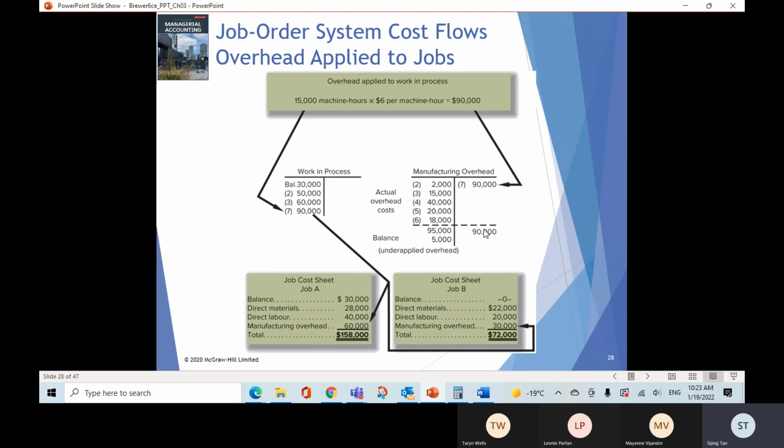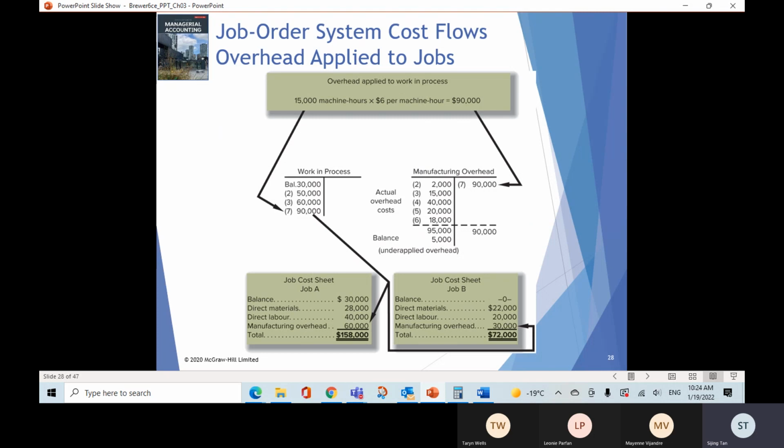It's $90,000. But when you go to the real calculation, you will find out that the real overhead cost is $95,000. So it's more than the $90,000 we estimated. Then it's giving a $5,000 balance under the manufacturing overhead. This $5,000 is underapplied overhead. We're going to talk about this later.